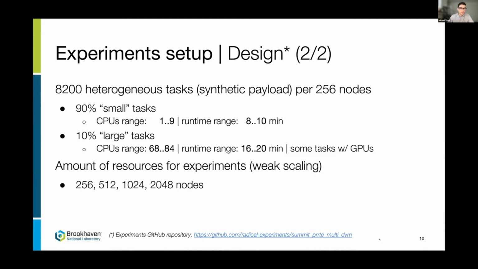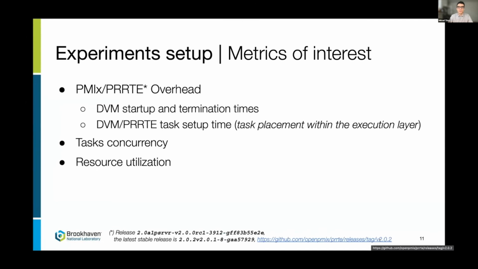And for the amount of resources used in experiments, we started with 256 nodes and went up to half of Summit, which is 2048 nodes. And we follow weak scaling. Thus, the number of tasks changed from 8K tasks up to 65K tasks. Our goal was to find out how much overhead PMIx and PRRTE bring into the execution process.